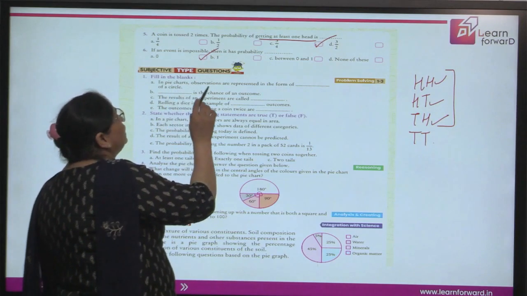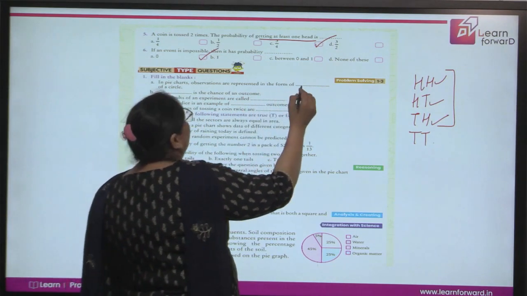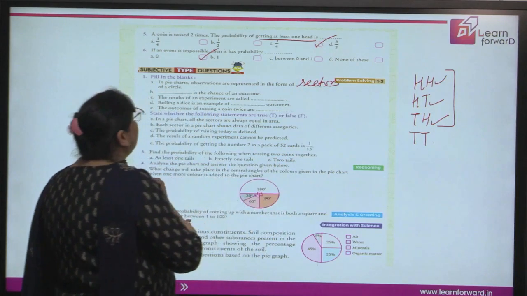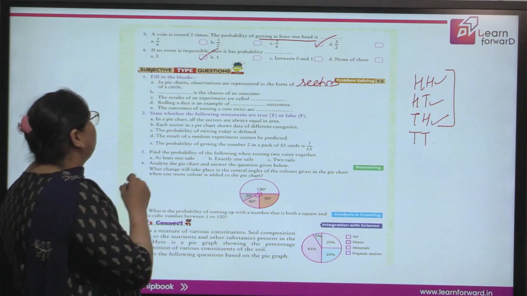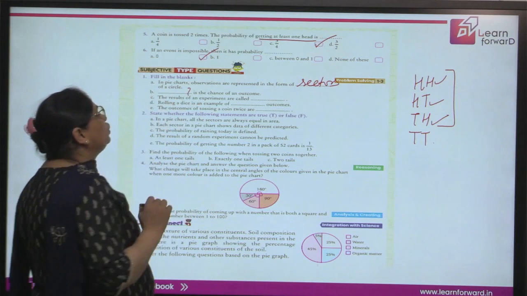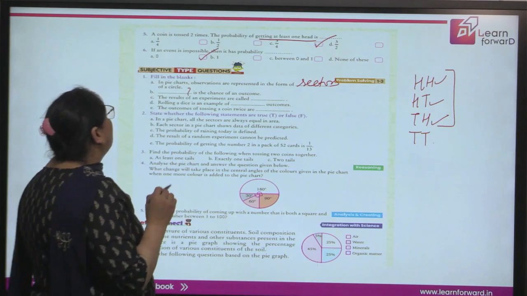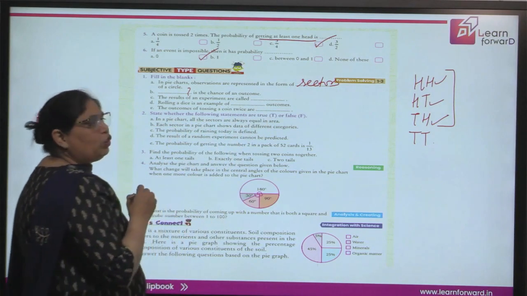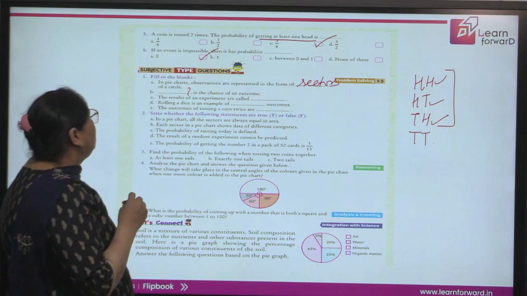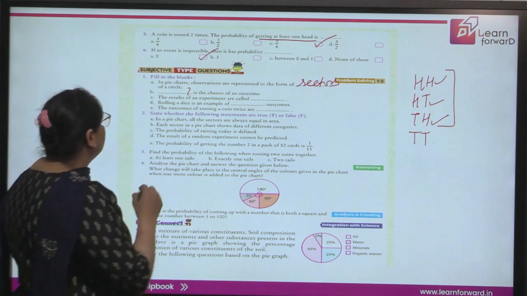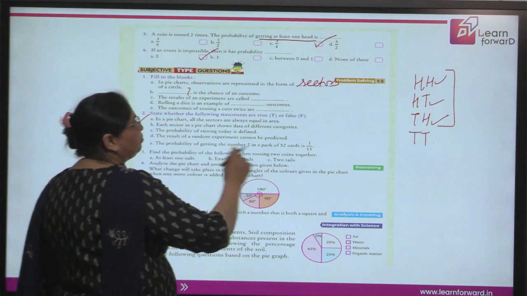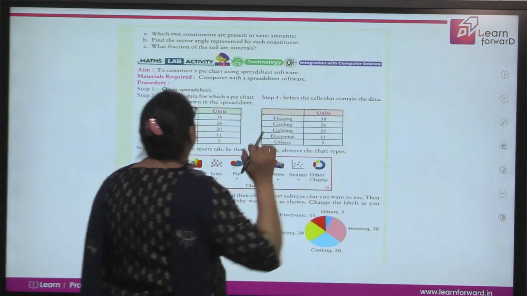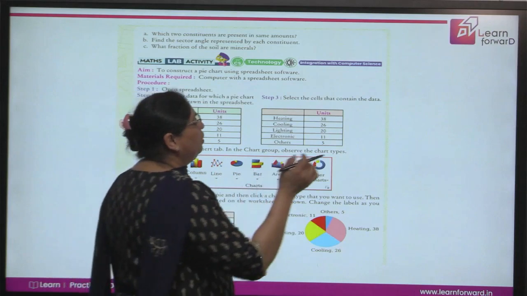Next, fill in the blanks. In pie charts, observations are represented in the form of sectors of the circle. Dash is the chance of an outcome. The results of an experiment are called, this you have to do in your homework. I think you are confident enough to do these kinds of questions. This is a lab manual.